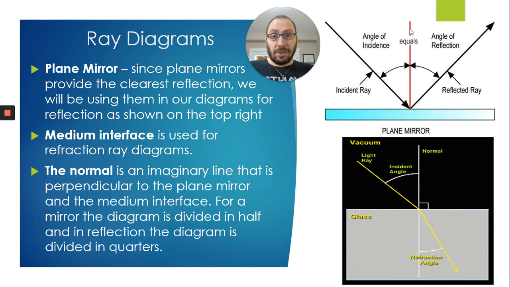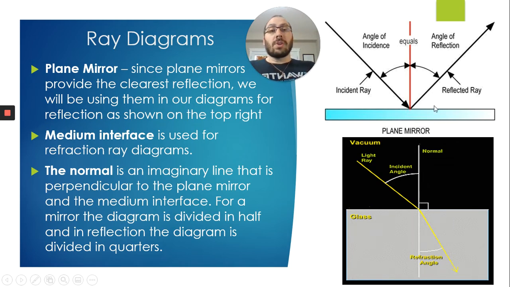The normal is an imaginary line, and it's this imaginary line right here that is always perpendicular to the interface. If you take a look at the reflection diagram, the normal is perpendicular to the mirror and it stops right at the mirror. If you take a look at the refraction, again, the normal is still perpendicular to the interface, but obviously it goes straight through.